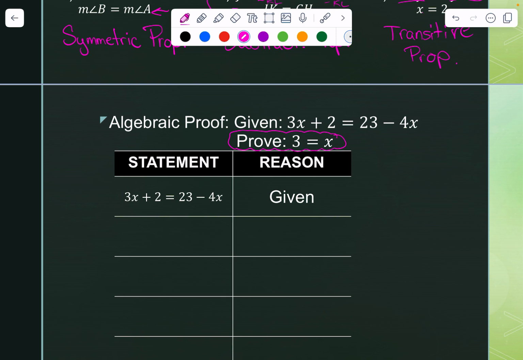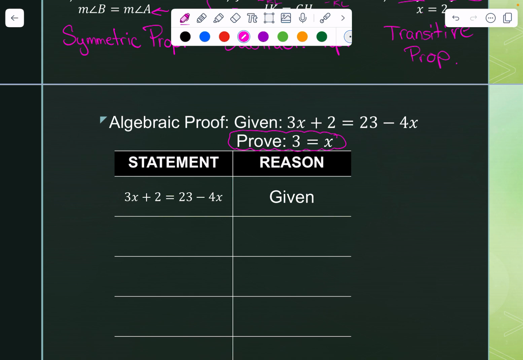Now, what I would tell you to do, you can do this one of two ways. You can do a step, then give a reason. But if you want to, you could also work the entire algebraic process out, then go back and give your reasons for each step. You are going to have to go step by step. Do not skip steps here. Okay, so let's start in.